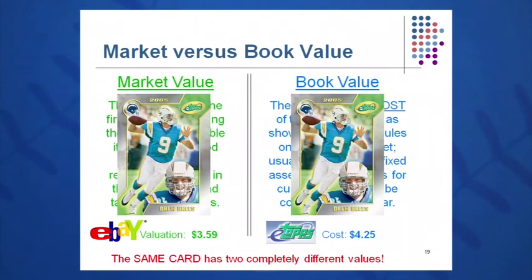Here's a good example. Look at a simple thing like a football card here from eTops. The book value was $4.25. And it varies every day after that. It might be worth $3.59. It might be worth $2. It might be worth $60. So the market can vary widely from book. Book is historic cost. Market is what the asset is worth that day when you try to sell it.